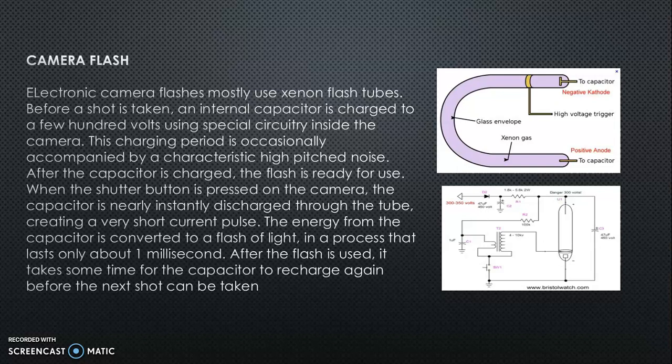When the shutter button is pressed on the camera, the capacitor is nearly instantly discharged through the tube, creating a very short current pulse. The energy from the capacitor is converted to a flash of light in a process that lasts only about 1 millisecond. After the flash is used, it takes some time for the capacitor to charge again before the next shot can be taken. And we can see all the process in the figure.